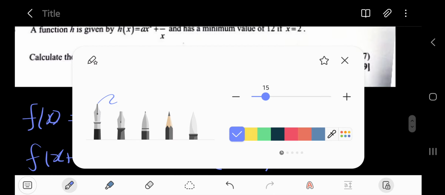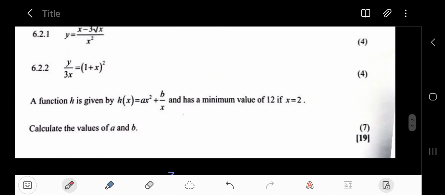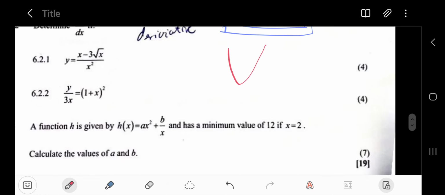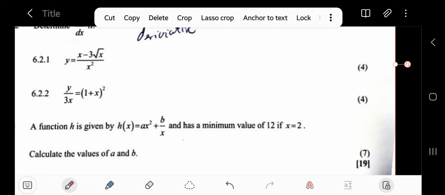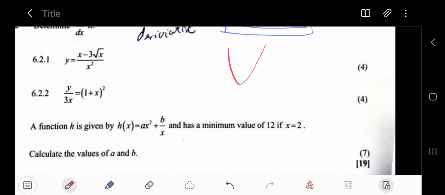So what they're telling us, let me just change the color. So they tell us that we have that, and the coordinate at that point is (2, 12). So that tells us two things. First of all, it tells us a coordinate on the graph. That's the first thing. But it also tells us the value of x where the derivative is equal to 0.